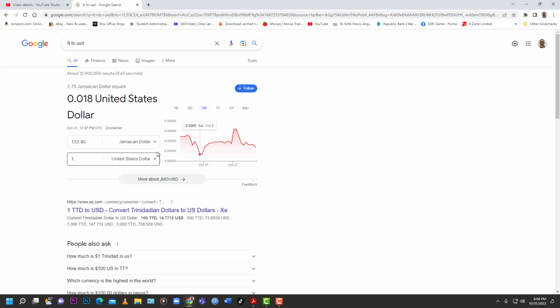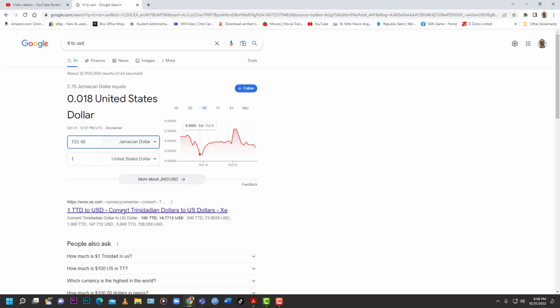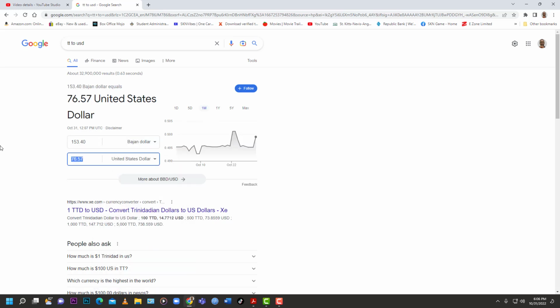When we look at the Barbados dollar, the Bajan dollar, here 1 US is basically 2 for 1. So 1 US dollar is 2 Bajan dollars. And so we're going to see why. But that's just what we're looking at. We're looking at the exchange rate. A quick view at the exchange rate right there.